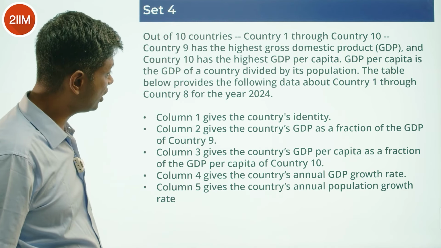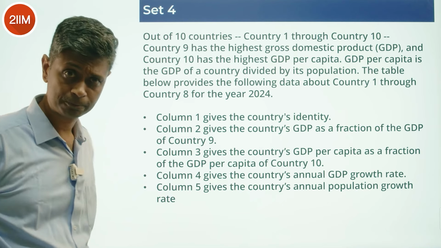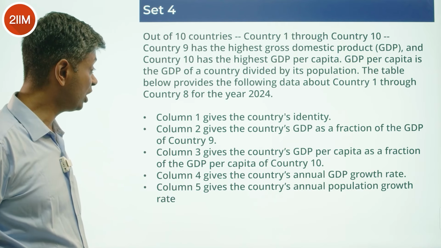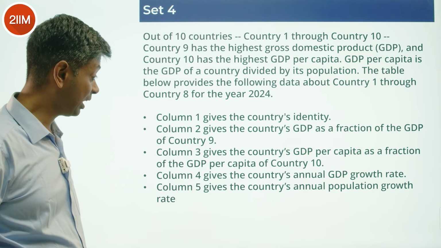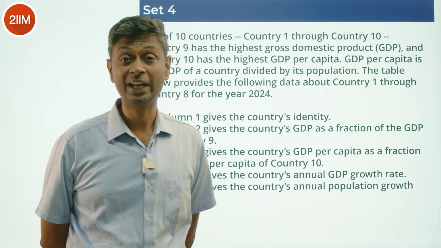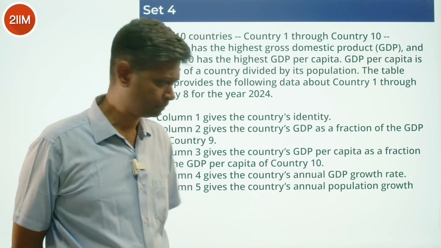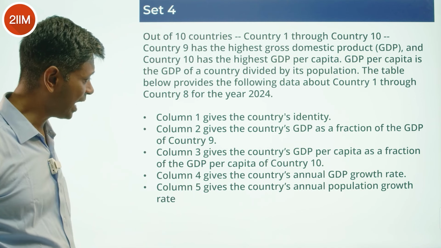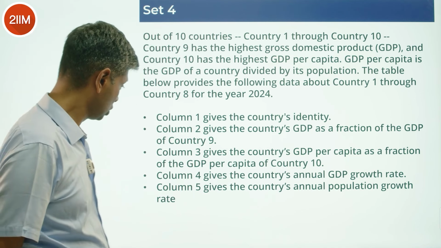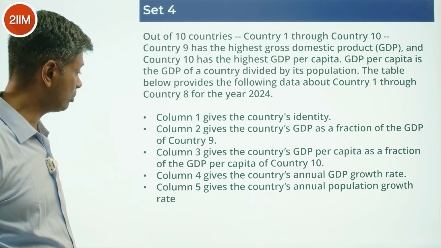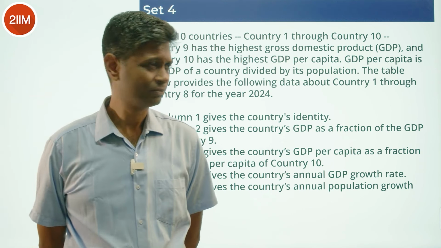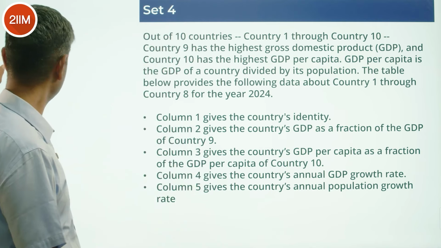Column 2 gives the country's GDP as a fraction of GDP of country 9. Column 3 gives the country's GDP per capita as a fraction of the GDP per capita of country 10. So 9 is the benchmark for GDP, 10 is the benchmark for GDP per capita. Column 4 gives the country's annual GDP growth rate. Column 5 gives the country's annual population growth rate. Okay, nice. I think if you see the table, this will make sense.